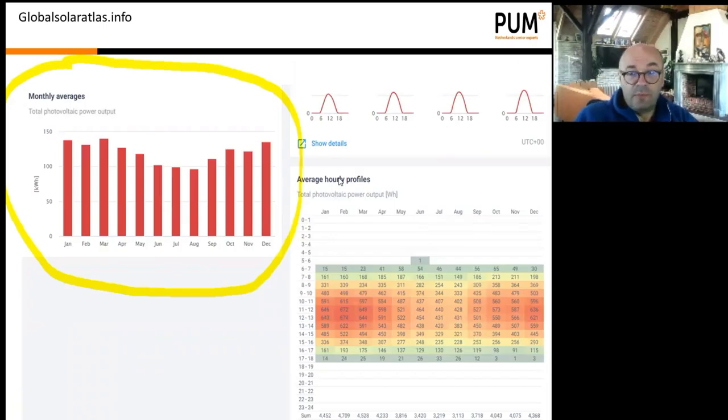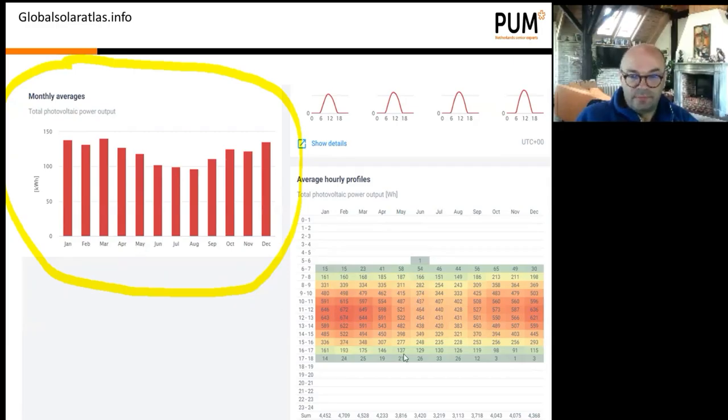Monthly averages, of course, because you calculate with the lowest month. You can see that on this location you have about 140 kilowatt hour per square meter, and in July, it's only 100. So you calculate with the lowest, not the highest, because then you have a problem in the winter.